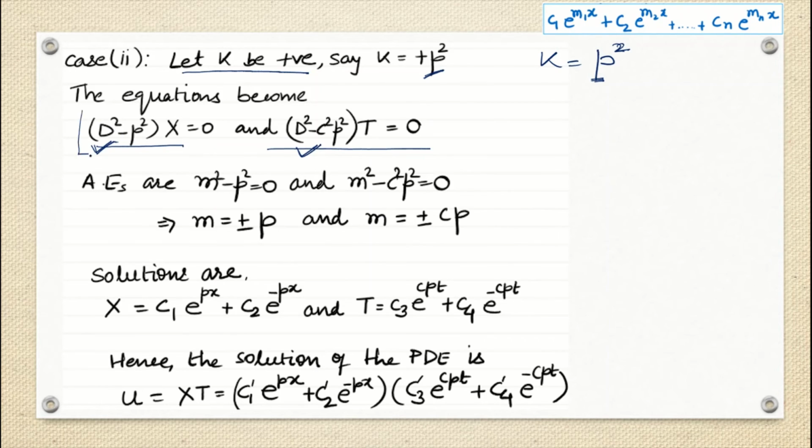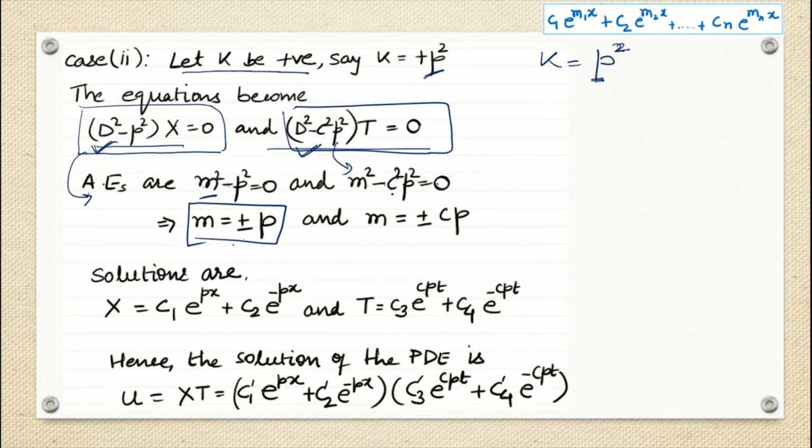Fine. So now what we are going to do? Since I have to solve this ordinary differential equation, I'm going to write the auxiliary equation. So for the first equation, what is the auxiliary equation? We are replacing d with m and there won't be any variable present here. So this is m square minus p square equals 0. Similarly, the second equation will have m square minus c square p square equals 0. There won't be t here. Fine. So in that case, what is my m? m is plus minus p. That is correct. Similarly, in my second equation, the auxiliary equation says that m is nothing but plus minus cp.